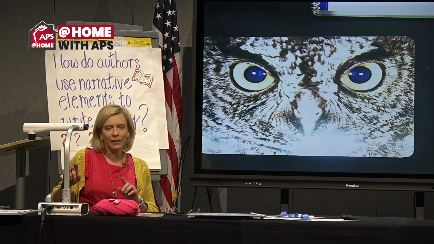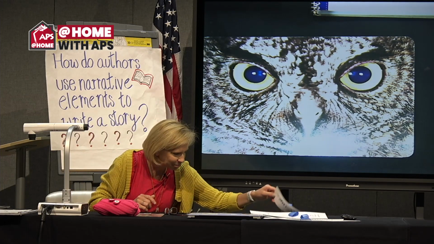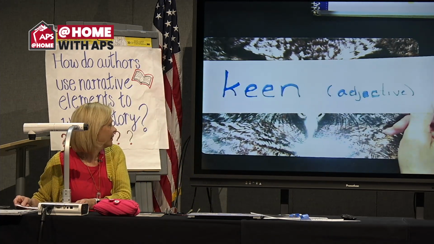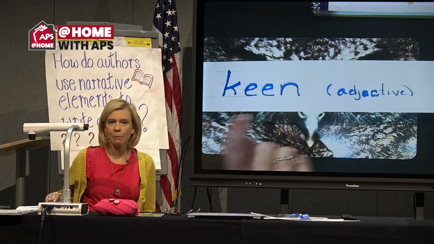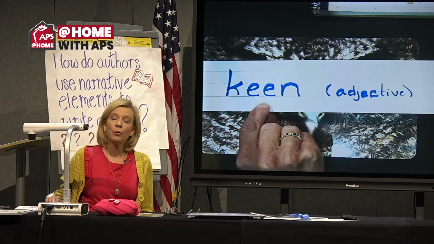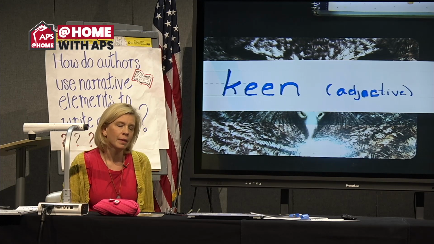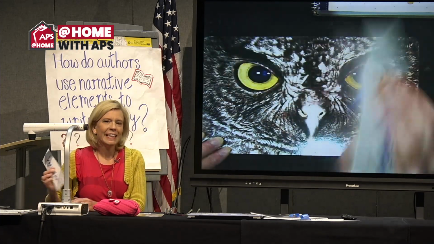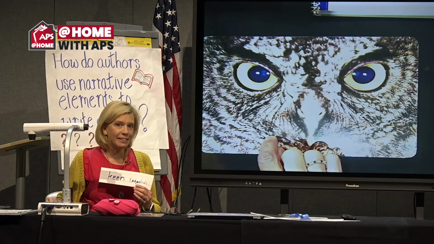And so our word that looks at our owl's eyes and reminds us of what our owl is seeing is keen. Say that with me. Keen. Keen. We have a double E, don't we? Long E. Keen. The word keen is an adjective. That's the part of speech. So that means it helps describe a noun. Keen. Our owl has keen eyesight.